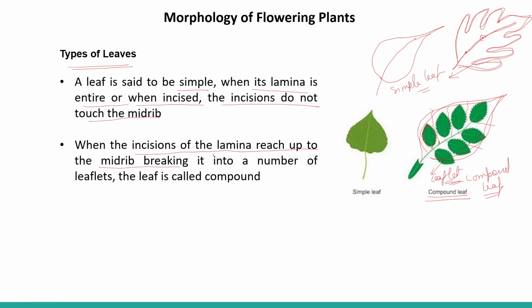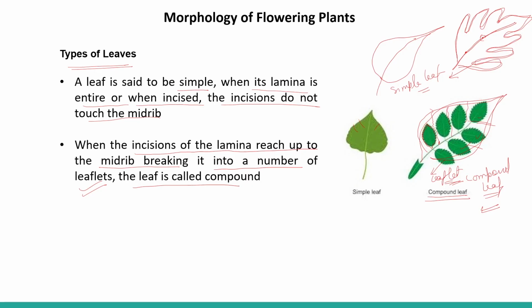Okay, so when the incision of the lamina reaches up to the midrib, breaking it into a number of leaflets, then the leaf is called a compound leaf. Always remember this. In a simple leaf, there is no incision, and if the incision is present also, it never reaches up to the midrib region. But in the case of a compound leaf, the incision reaches up to the midrib region, forming leaflet-like structures. So if a number of leaflets are present in the leaf, then that particular leaf is called a compound leaf.